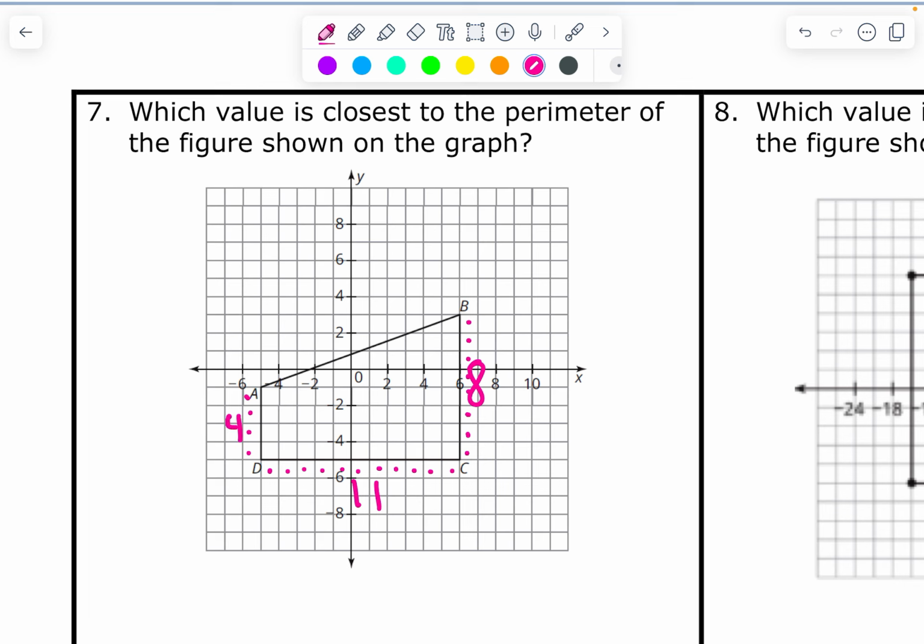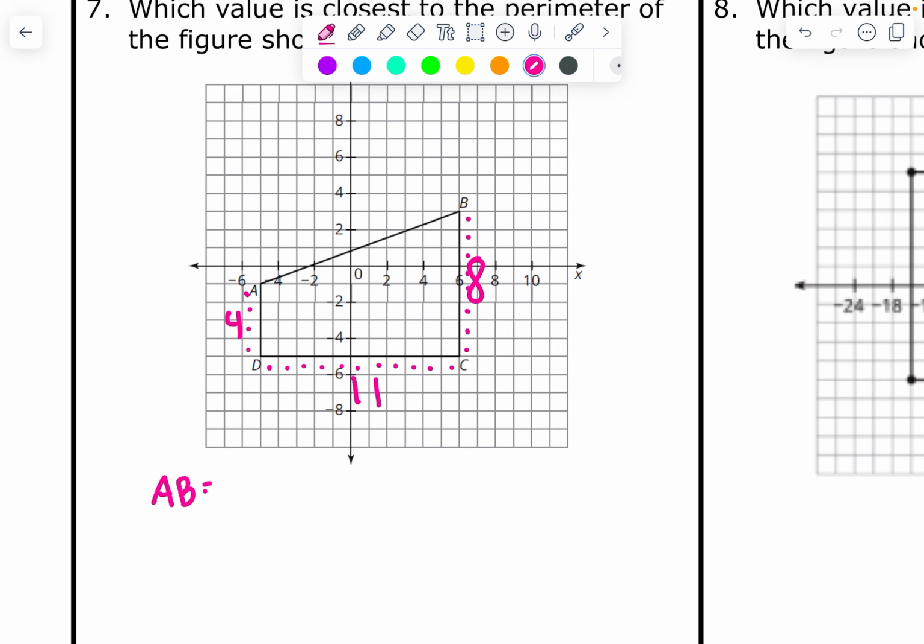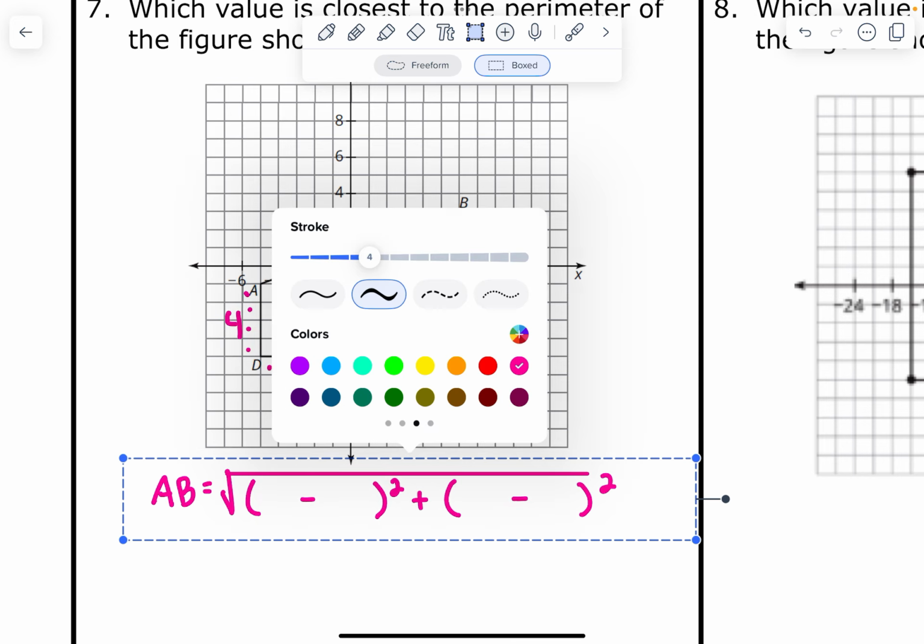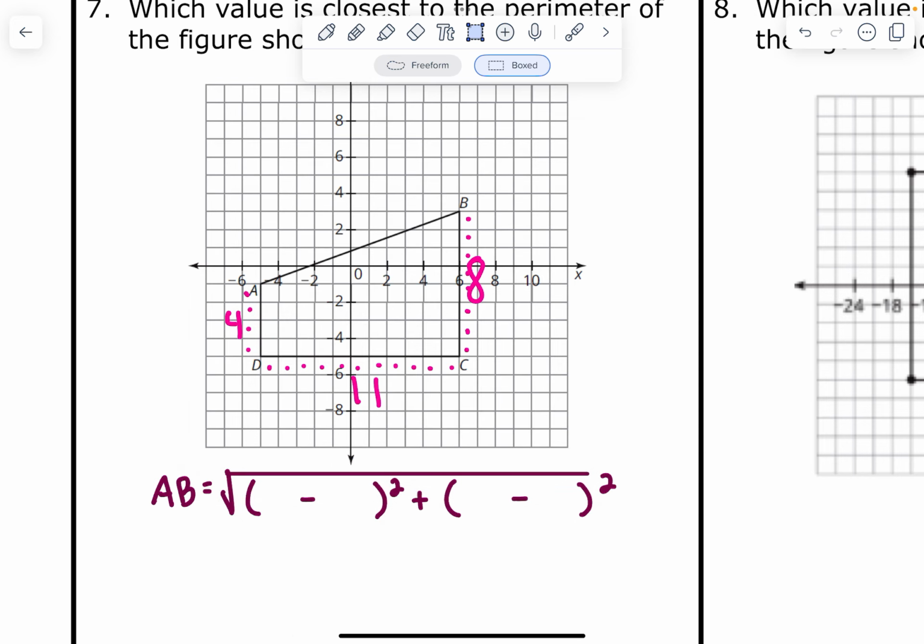And now we need to find AB. So I'm going to use the distance formula. And I'm going to set it up first, like I keep telling y'all to do. Set it up first, and then we're going to plug in the numbers for points A and B. The coordinates of point A are -5, -1. The coordinates for point B are 6, 3. So when we plug it in, I'm going to do -5 and 6 first, then -1 and 3.